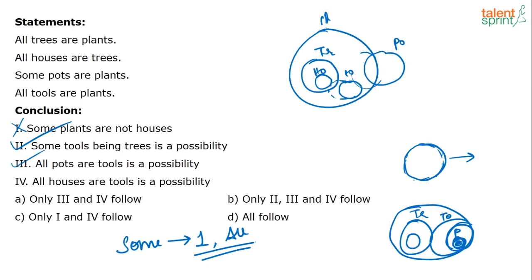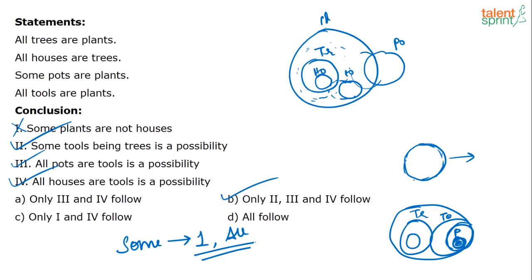Now let us look at the fourth conclusion. All houses are tools is a possibility. Again, all houses are tools, definitely it's also a possibility, right? You can draw the set tools here like this on top. If you draw it here on top like this, all houses are tools, that is also possible. Okay, so this is also possible. So the conclusions 2, 3 and 4 are possible and conclusion 1 alone is wrong. So the option would be option B.